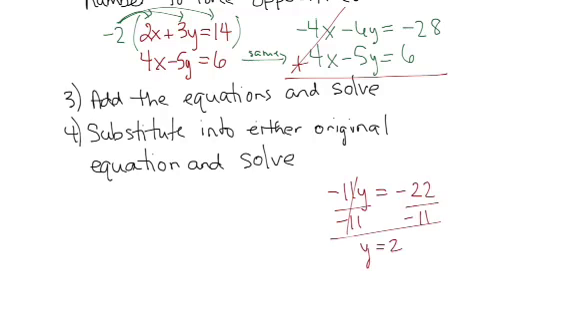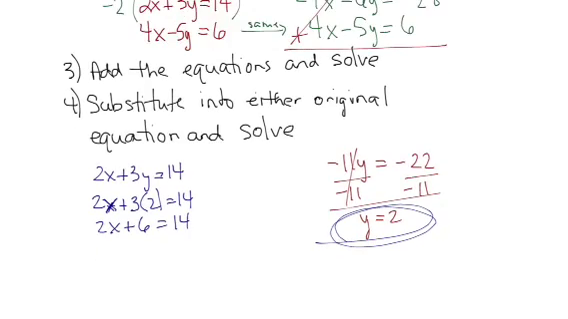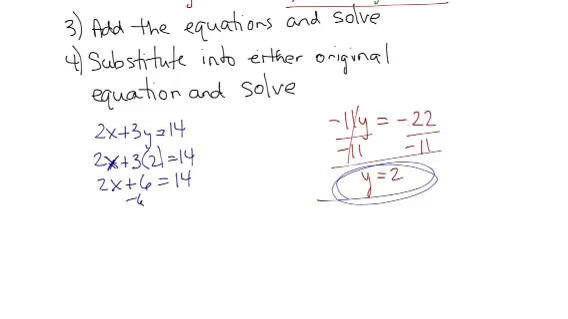So I'm just going to pick the one that's on top, the 2x plus 3y equals 14 one, because again, I make mistakes with negatives, and that one doesn't have any negatives. So I'm going to replace the y with a 2. And the reason I'm doing that is because we just found out y equals 2 in this problem. So that means I got 2x plus 6 equals 14. So I'll minus 6 on both sides at this point.